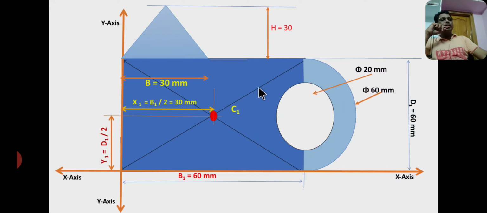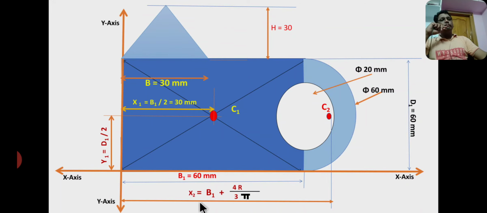Whereas C2 is the centroid of a semicircle, lies at a distance of x2 from here to here. The value is x2 equal to base b1 equals 60 plus 4r by 3 pi. So from straight edge to centroid, the distance is 4r by 3 pi. Therefore x2 equal to 60 plus 4r by 3 pi, whereas y2 equal to half of the height, that is d1 by 2 equal to 30 mm.